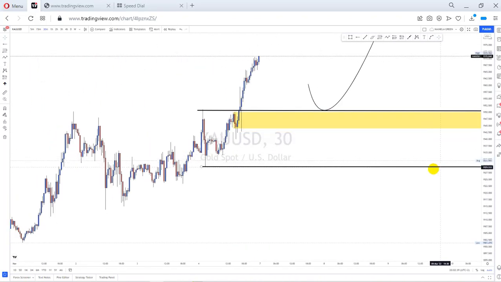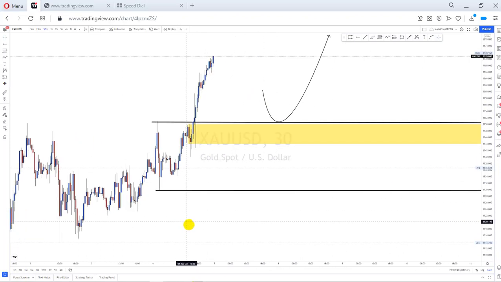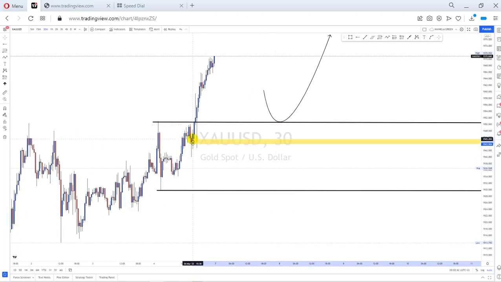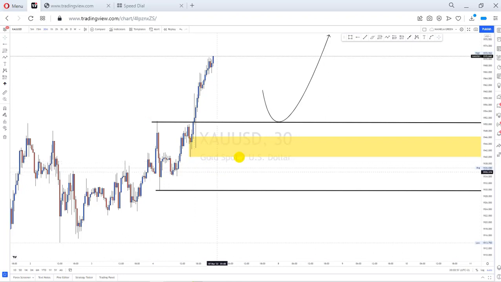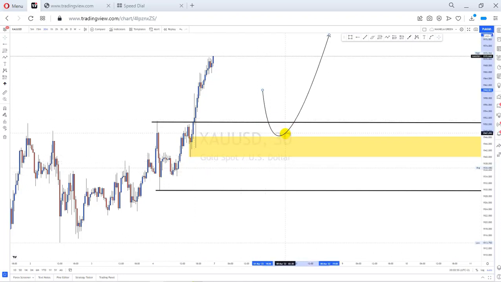So as you can see, this is my buy area here, or you can use this one here. This is the last bullish candlestick before the bearish candlestick, before the break of structure. So this is the last candlestick here. This is where we're going to be looking for a buy entry point.